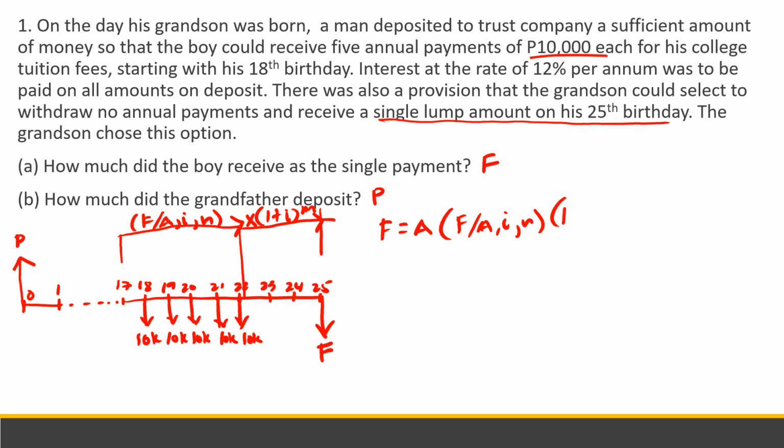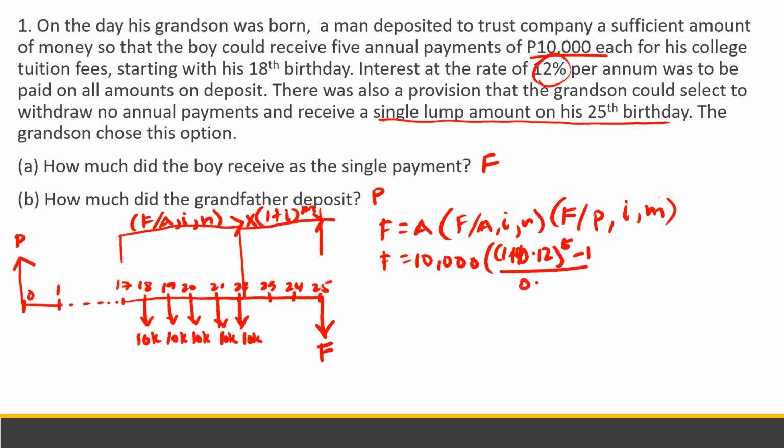So the future amount will be 10,000 multiplied by (1.12, this is 12% per annum, or 1 plus 0.12) to the power of 5 minus 1 over 0.12, multiplied by (1 plus 0.12) to the power of 3.